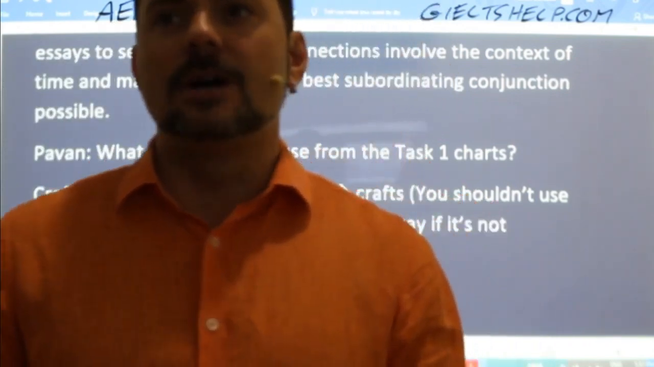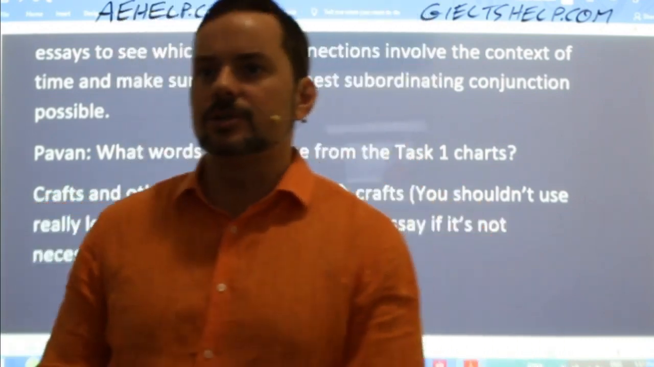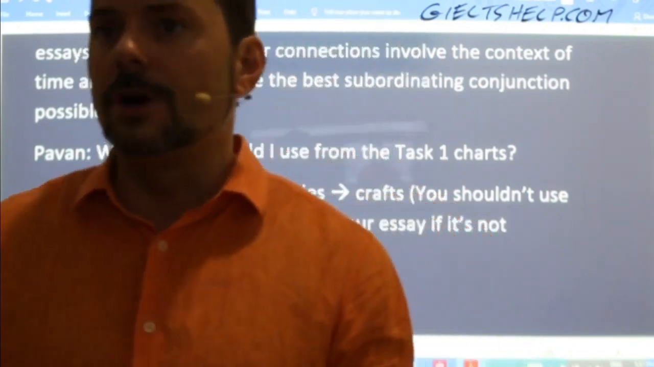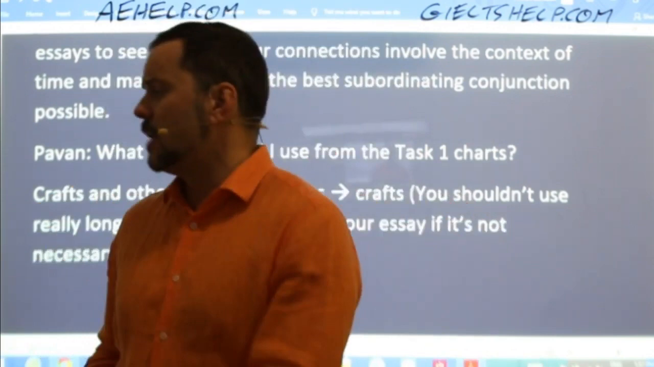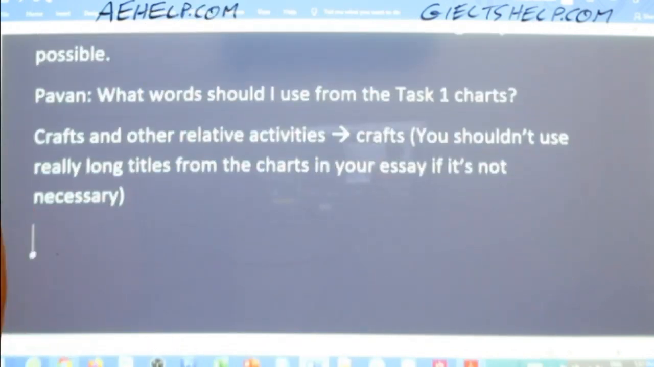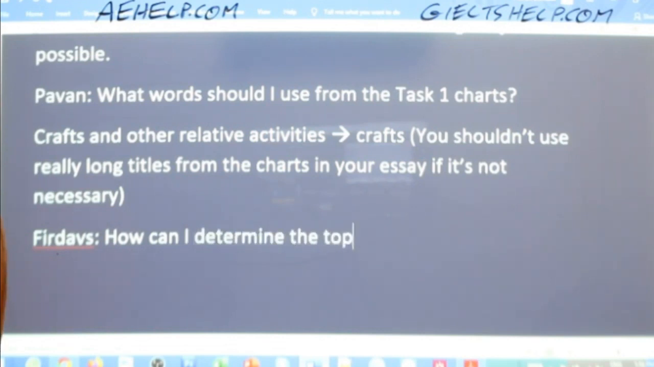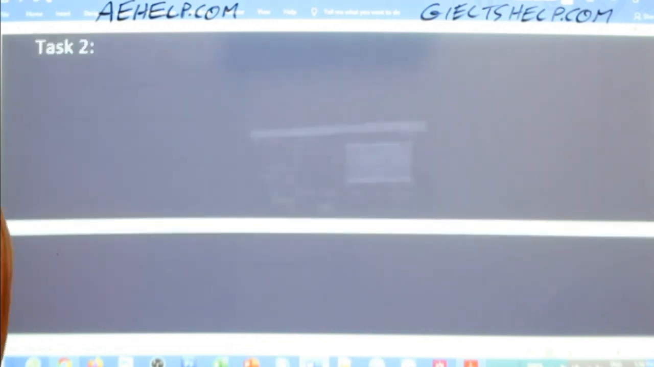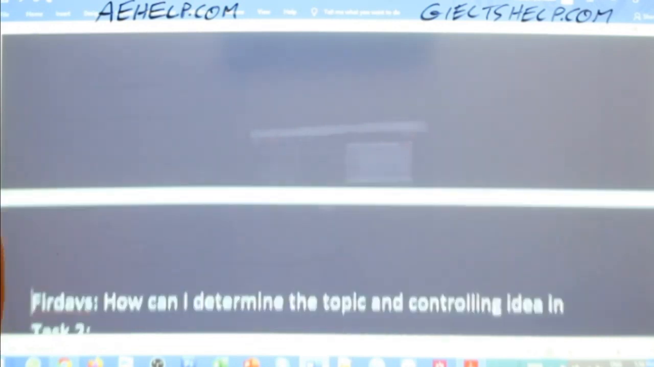Okay, Firdavs says, I sometimes find it difficult to determine the topic and a controlling idea in writing task 2 and which one is important. Okay, Firdavs, that's a good question. To make that into a question: how can I determine the topic and controlling idea in task 2? Absolutely. I think it's been asked before, but it's definitely a good question.